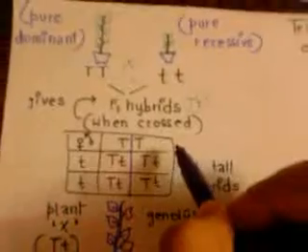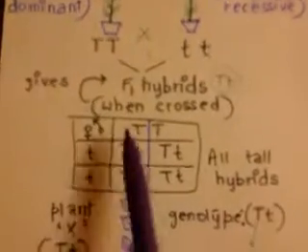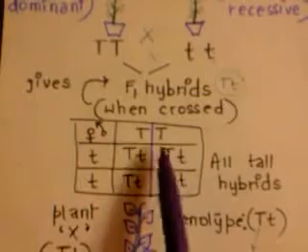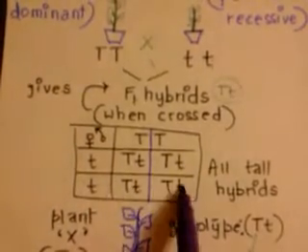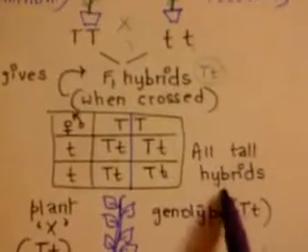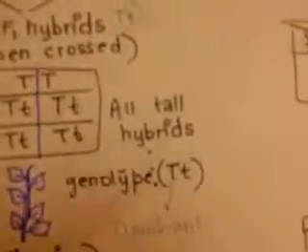To find out, let's check this by Punnett square. Let us cross this female capital T with male small t, small t. Capital T, small t, capital T, small t, capital T, small t, capital T, small t. Okay, all tall hybrids. Hybrids are also called heterozygous.